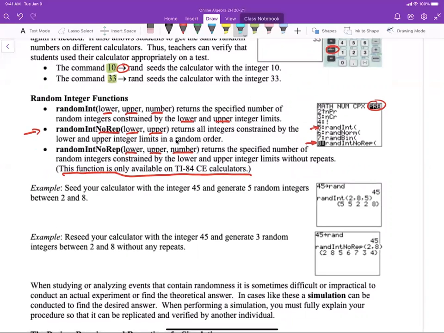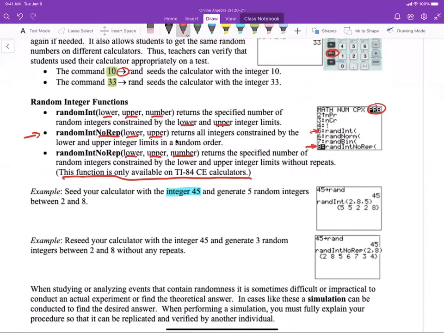Okay, so the first thing we want to do is seed our calculator with the integer 45. So we will plug in 45. We will use my arrow key, which is to the left of 1. We will then go to math and scroll over to probability, select rand, and hit enter. Now we have seeded our calculator at 45. We've told it we want to start at 45.